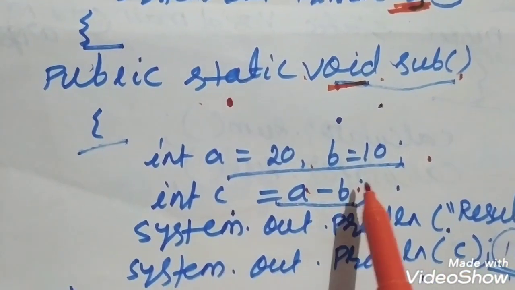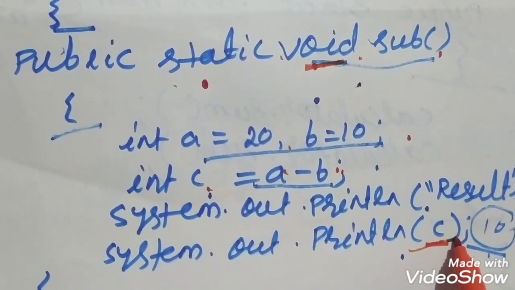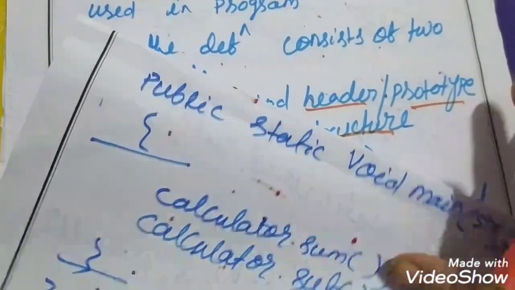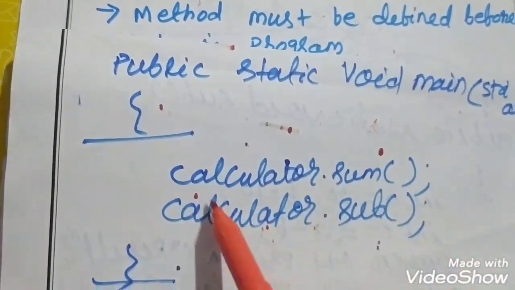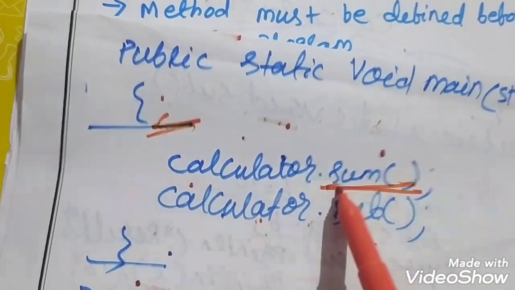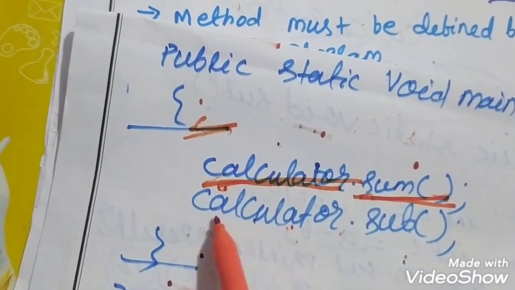They subtract, the result is stored in C, and the result is displayed here. Okay. Now comes the main part. In the main part, all of you see here that the main part invoked the method. How is the method invoked? By the help of the class. The class name is Calculator.